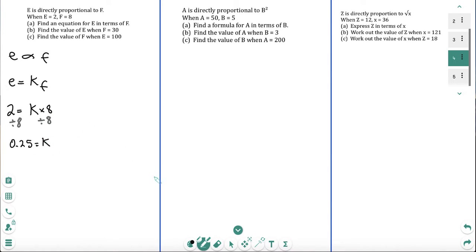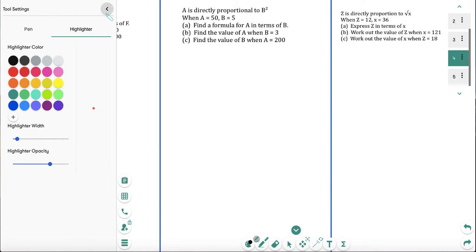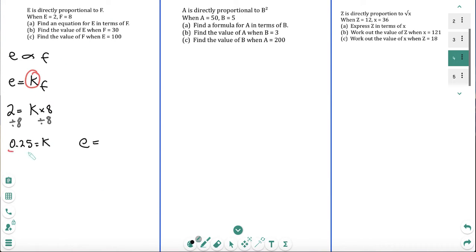So our formula is going to be, we're just going to copy this out, but replace k with our k value we found. So E is equal to, and all we're going to do is instead of a k, we're going to replace it with 0.25. So 0.25 f. And that is the equation or the formula. And that is part A done. That's what part A is asking you to do, find a formula.